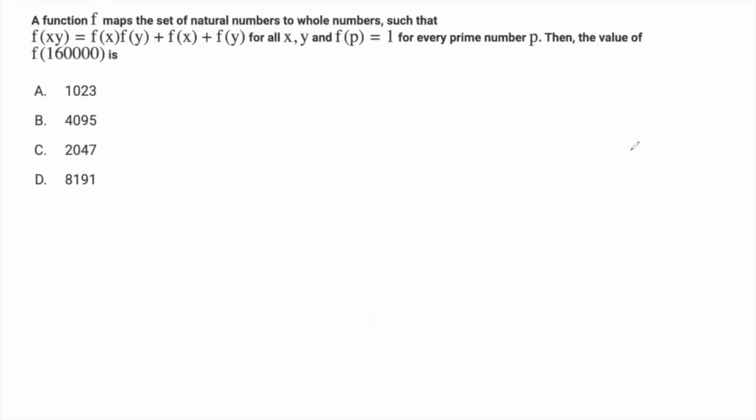So that brings me to the seventh question. A function f maps the set of natural numbers to whole numbers such that f(xy) = f(x)·f(y) + f(x) + f(y) for all x and y, and f(p) is 1 for every prime number p. Then the value of f(160000) is?